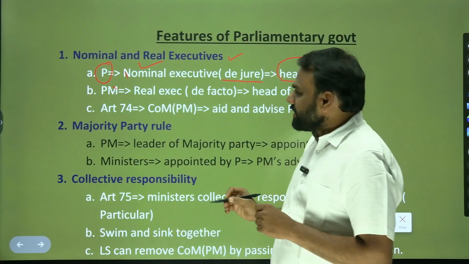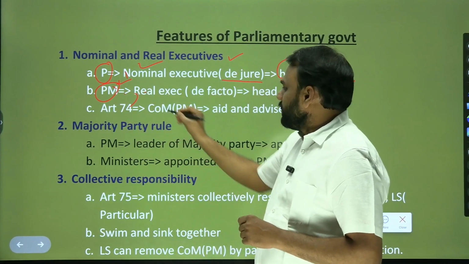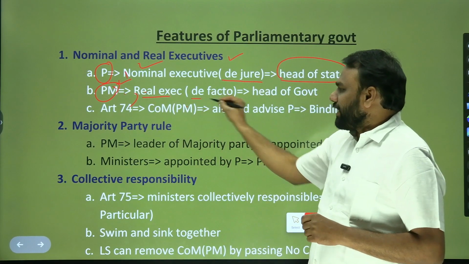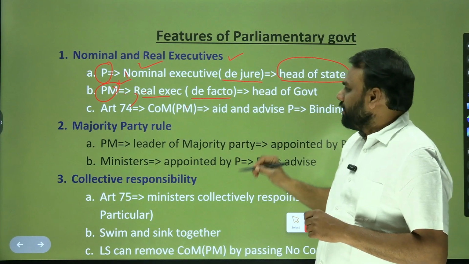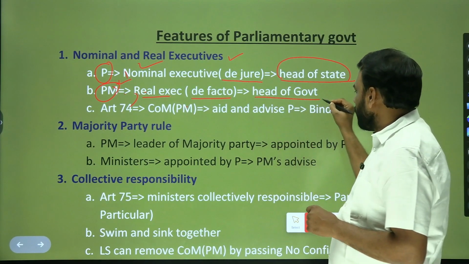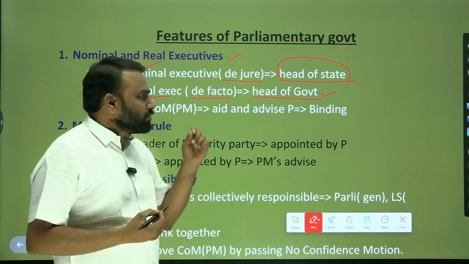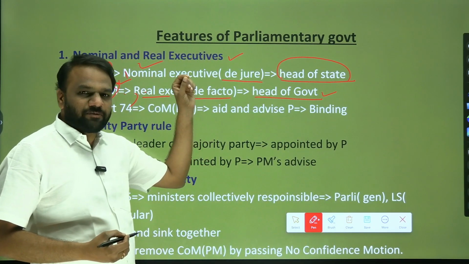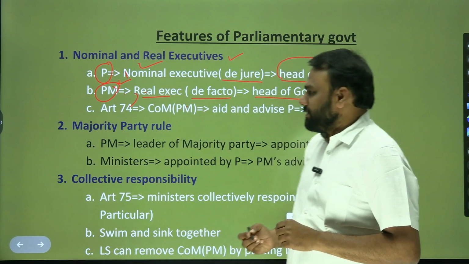Next, who is the real executive? Prime Minister. The Prime Minister is the real executive, de facto. De jure means nominal, de facto means real. So the Prime Minister is head of government. Very often we get confused between head of state and head of government. So here we need to remember: head of state is the President, head of government is the Prime Minister.